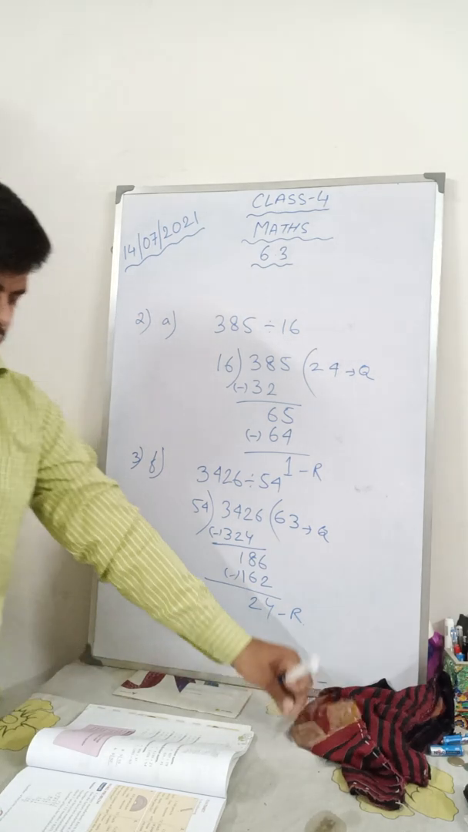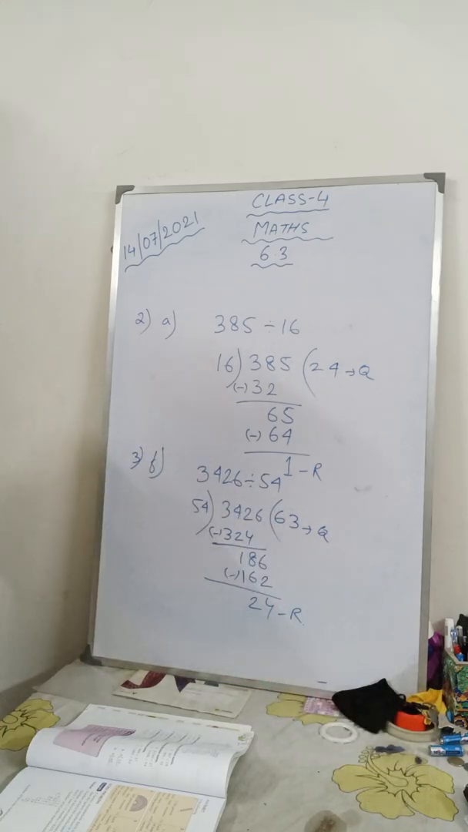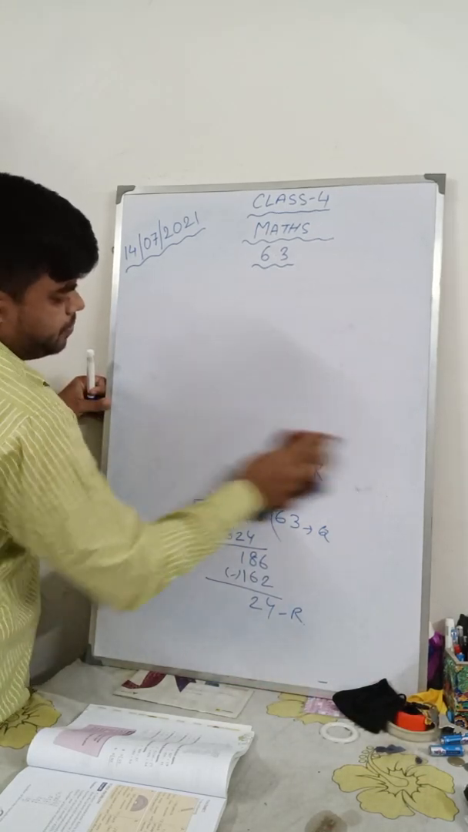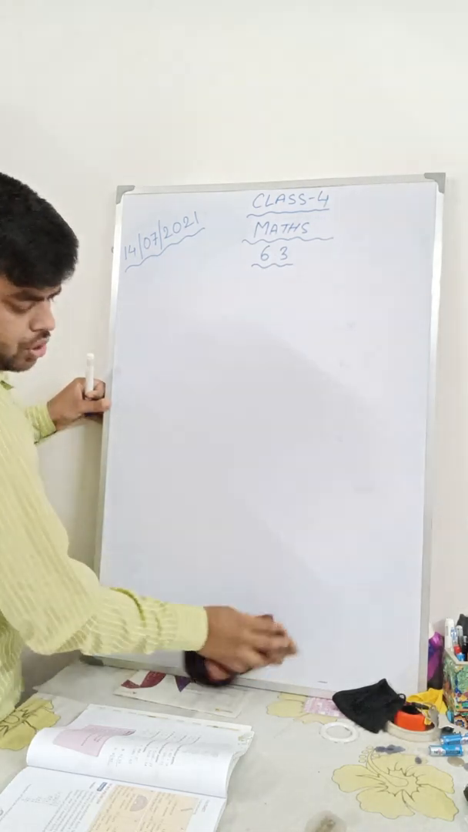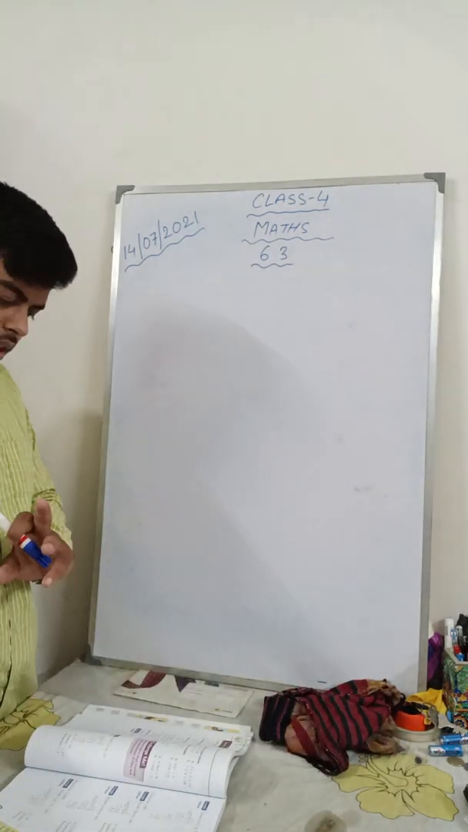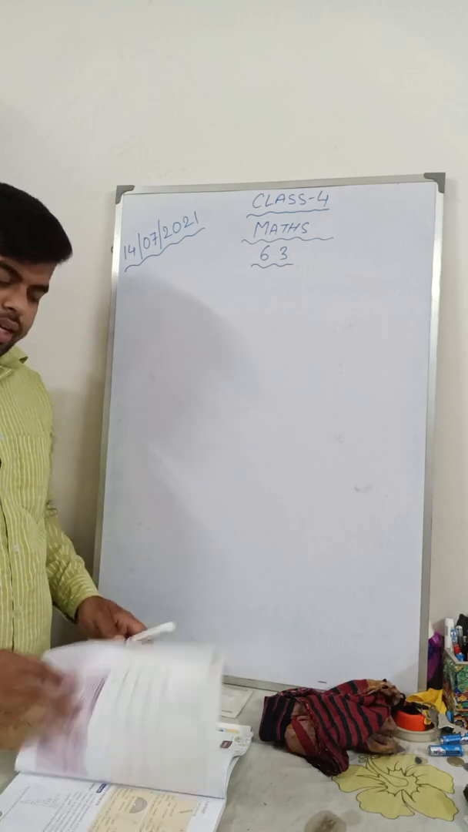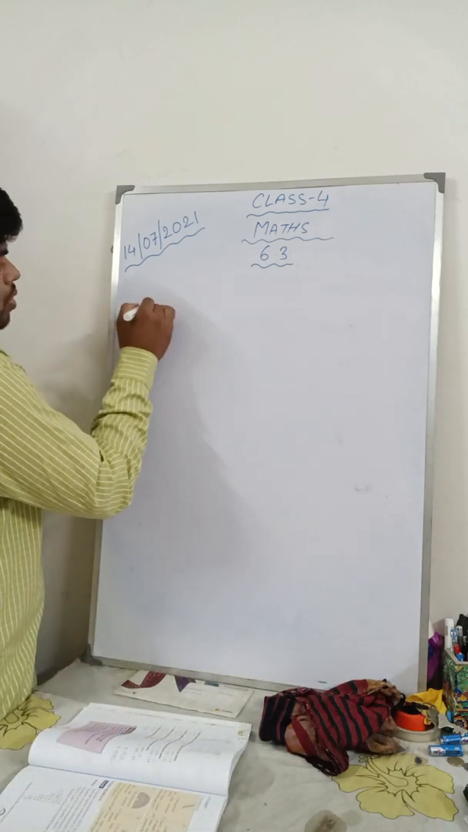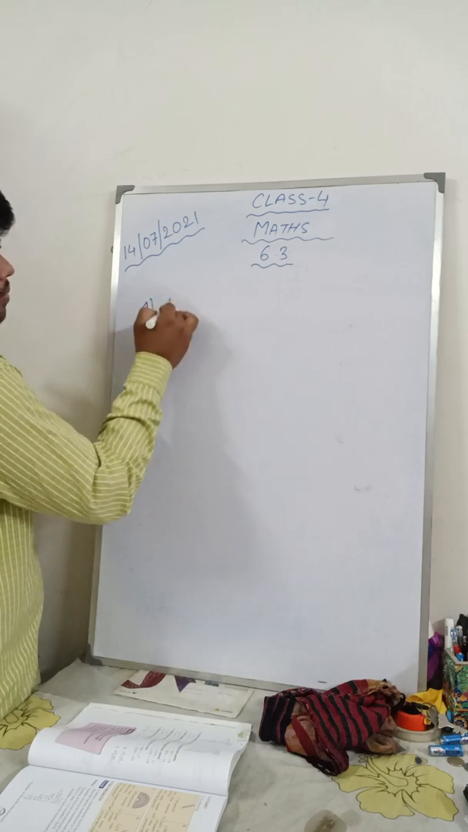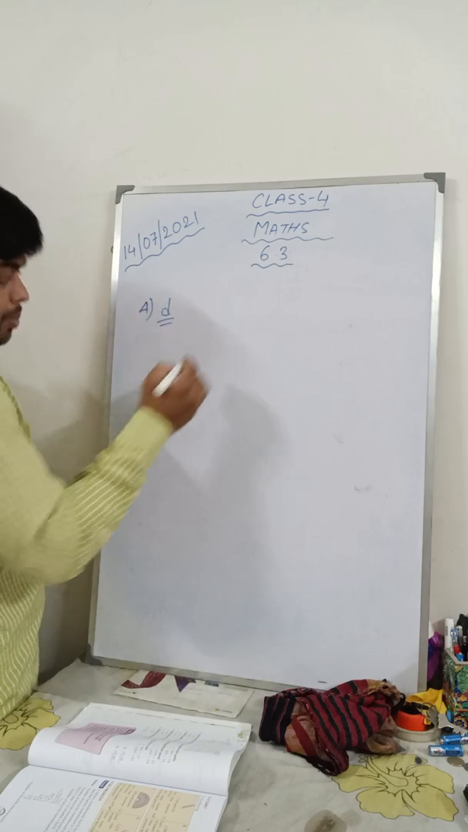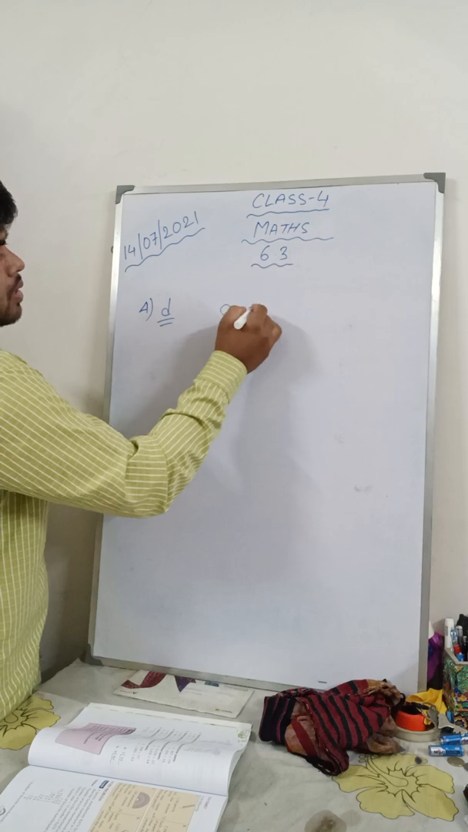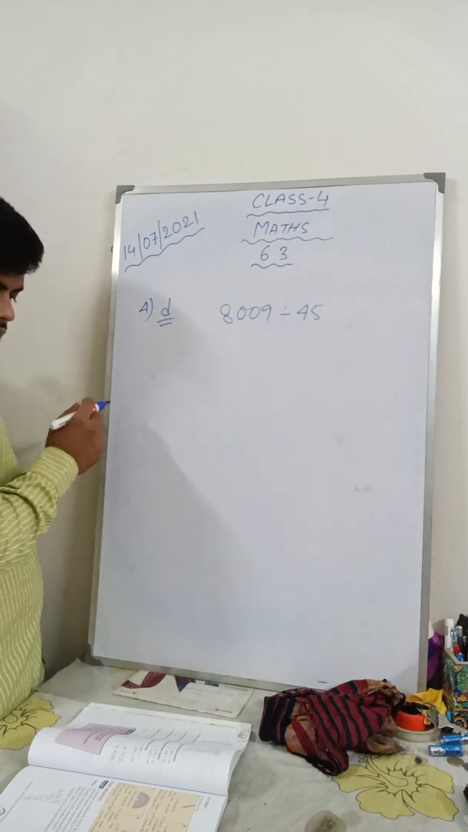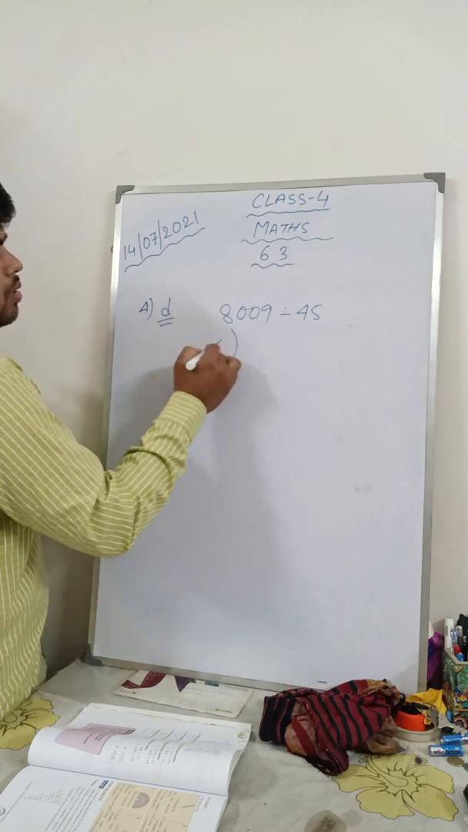Okay. Now let us move on to the next question where they have said divide and check. It is very simple. I have already shown you, this was also there in the first exercise. So let us do one sum. In question number D, 8009 divided by 45. So let us divide by 45.